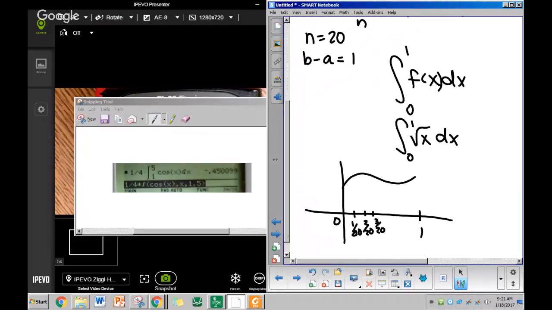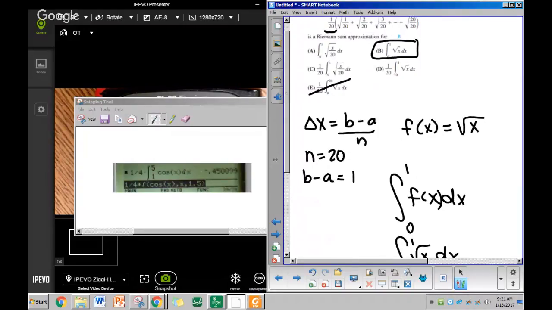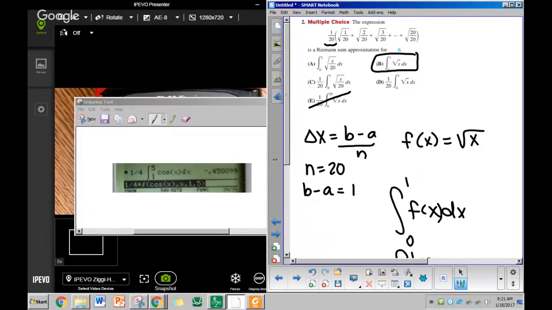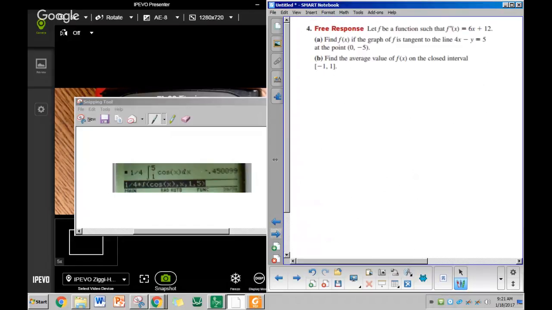Wait, can you show one up here? Sure. So that's just RAM, or the square root of x with 20 subdivisions, from 0 to 1, approximating that interval. That's a hard one. I would say that's a hard one. I agree. Yes. Definitely.